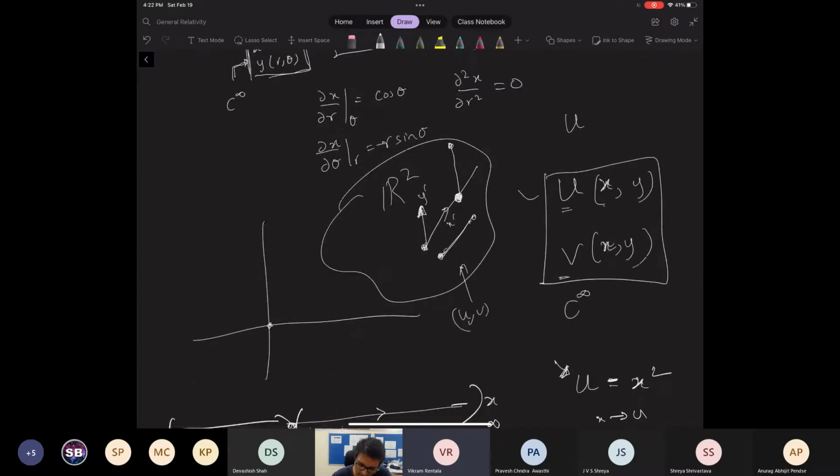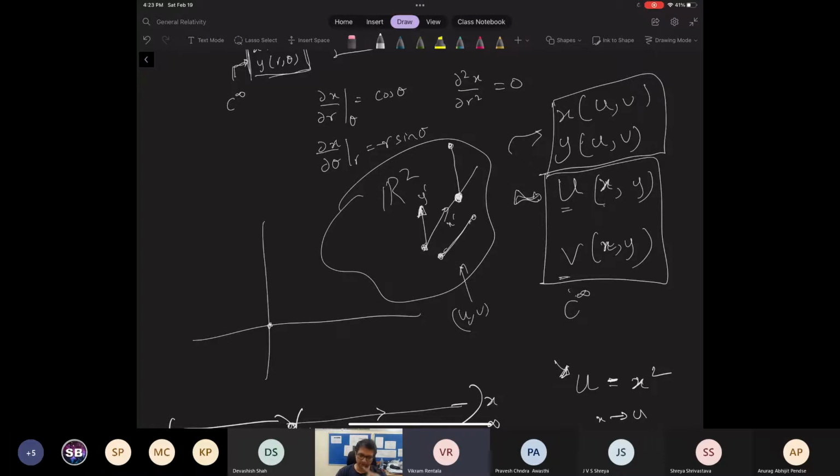I should also mention that these functions not only have to be C infinity, the inverses also have to be C infinity. That is, I should be able to write down a function x, y expressed in terms of u, v. So first of all, the inverse must exist, and the inverse must also be C infinity. That is a sufficient condition for the coordinates u, v to describe a valid coordinate patch.